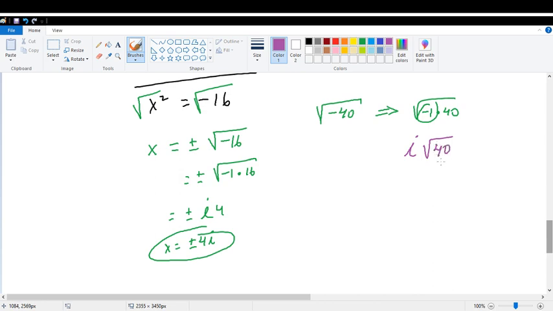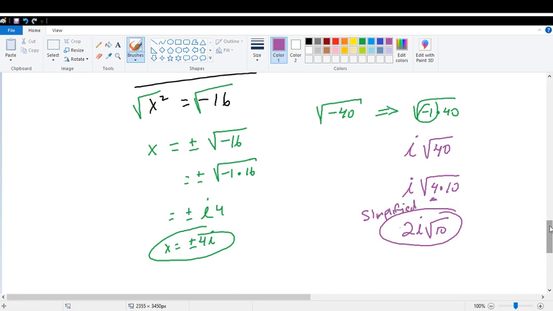I know that the root of 40 has a perfect square factor in there. I can say that 4 times 10 is 40. And so the root of 4 is 2. Don't forget there's an i outside. And what's left? Well, what's left is root of 10. And this right here, this is said to be simplified.